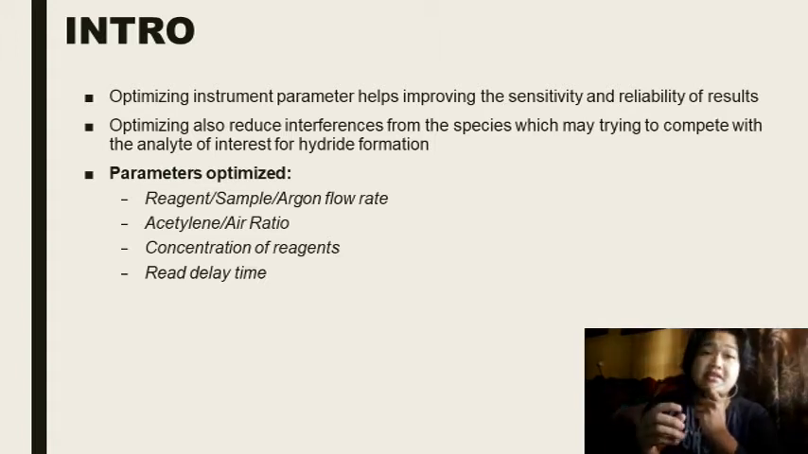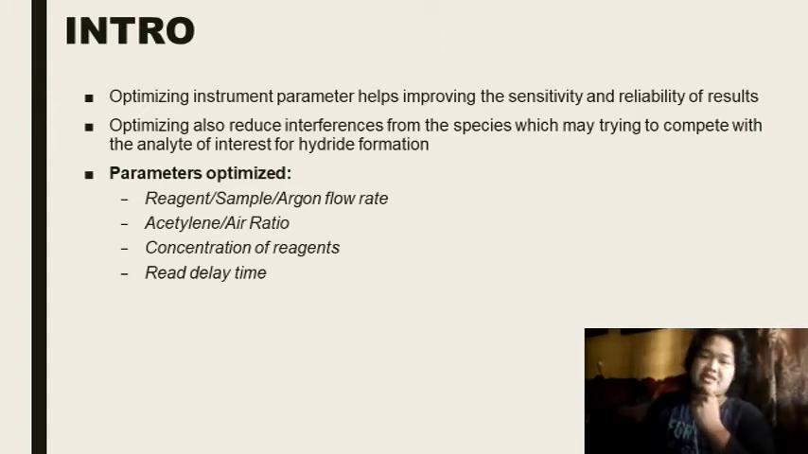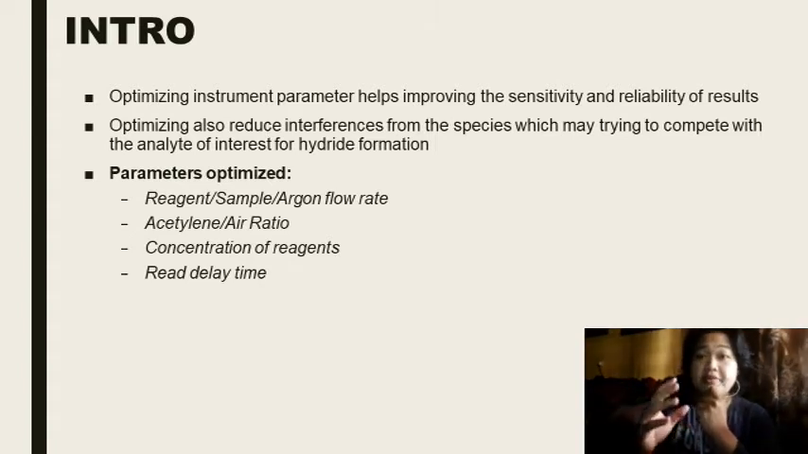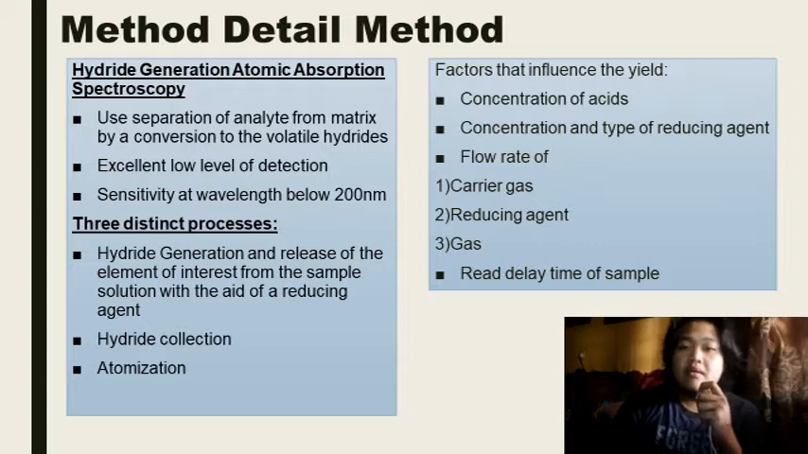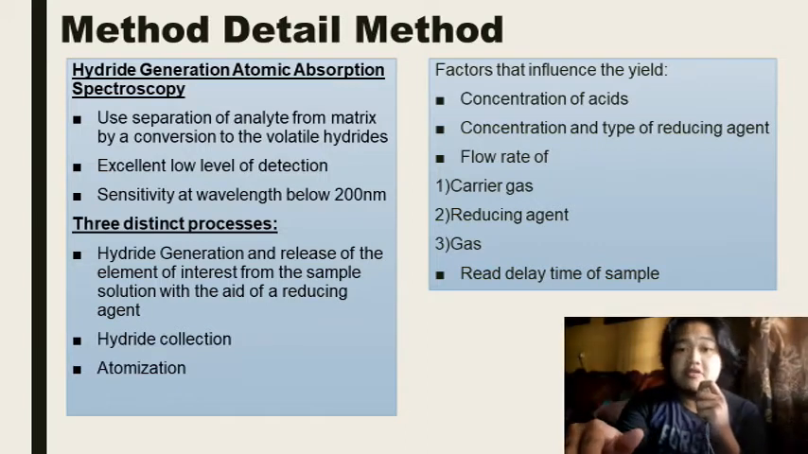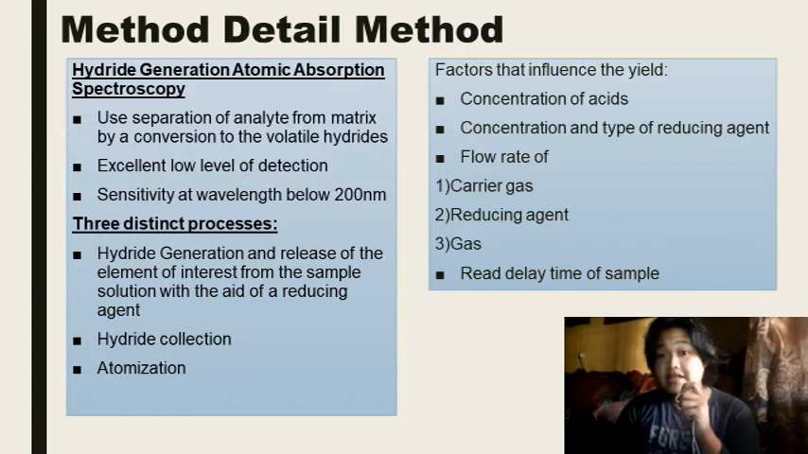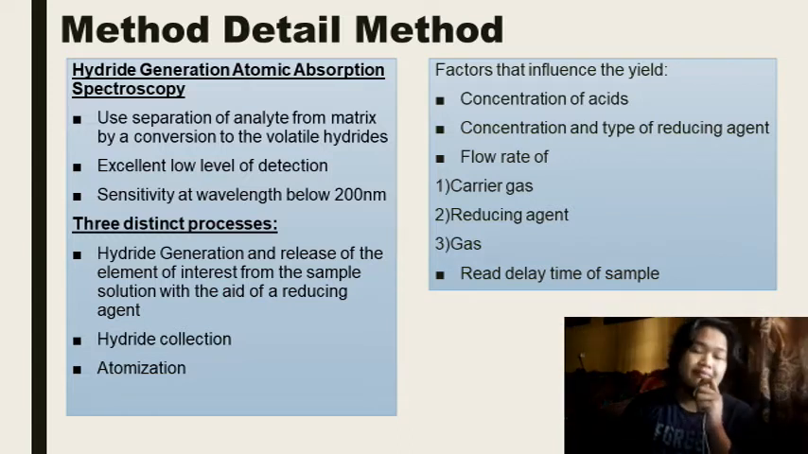Optimizing also reduces interference from the species which may try to compete with the analyte of interest for hydride formation. It's for HGAAS. The parameters optimized are four: the reagent, sample and argon flow rate, acetylene to oxidant ratio, concentration of reagent, and the delay time. Hydride generation atomic absorption spectroscopy is used to detect arsenic, antimony, and selenium.